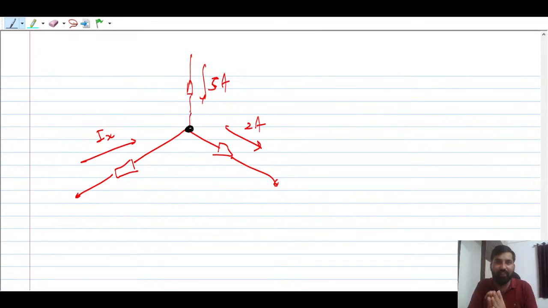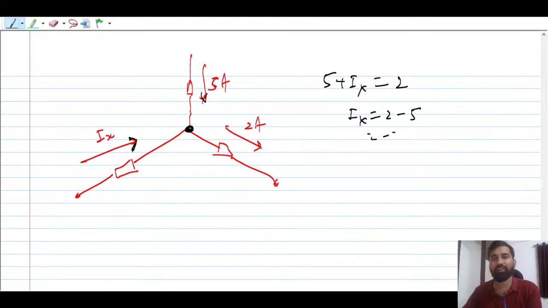Just apply KCL. KCL is nothing but what? Whatever currents are coming, you just add them. Whatever currents are outgoing from the node, you equate them. Sum of incoming, sum of outgoing. So this 5 is coming, and this current Ix is also coming, and this one is going, so 2 ampere. So Ix is going to be 2 minus 5, which is minus 3 ampere.